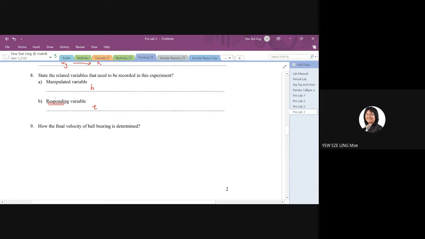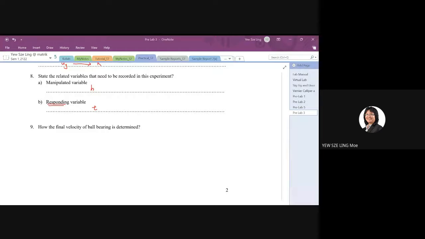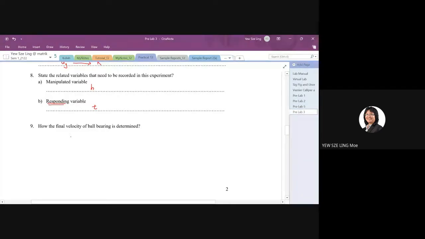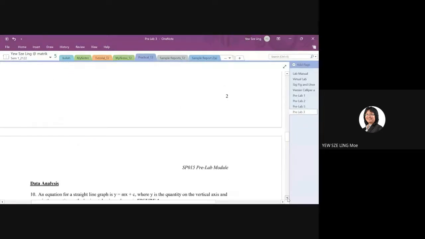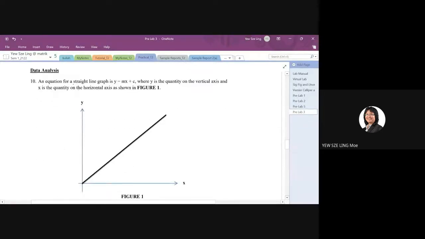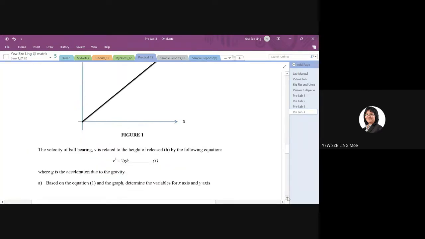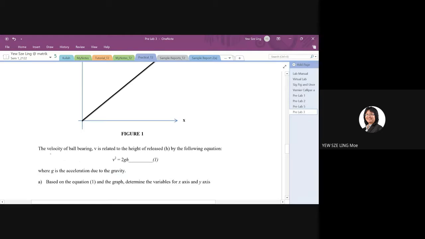How is the final velocity of the ball bearing determined? Manuel has given you the equation already, which is V equals S over T. Data analysis: the equation for a straight line graph is y equals mx plus c, where y is the quantity on the vertical axis and x is the quantity on the horizontal axis, as shown below. Now it says the velocity of the ball bearing is related to the height released by the ball. You are given this equation, which you want to use in your calculation.